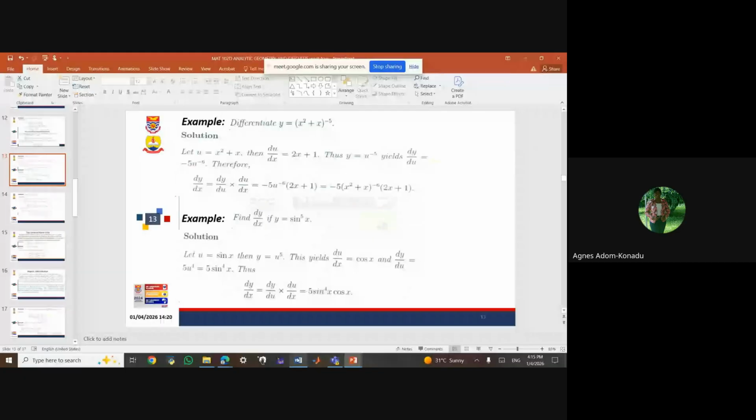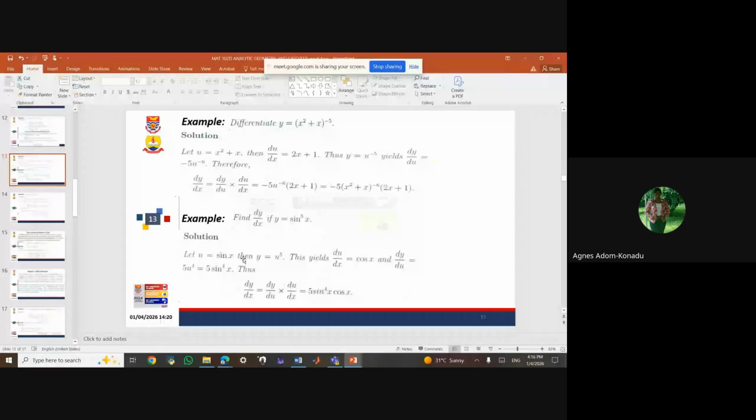Okay, so find dy/dx if y is equal to sin^5 x. As I said, you let your u be sin x, then it means that your y will be u to the power 5. So the formula is dy/dx is equal to dy/du times du/dx.